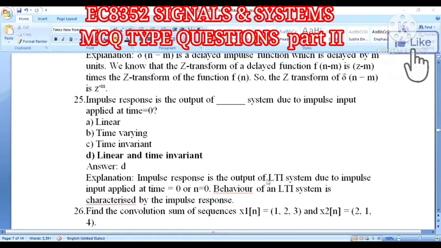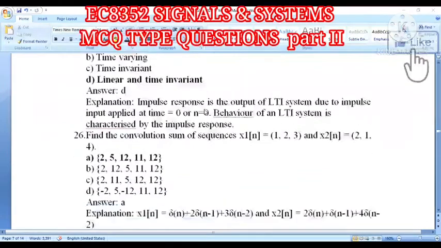Your impulse response is the output of the LTI system due to the impulse input applied at time t equal to 0 or n equal to 0. So the behavior of the LTI system is characterized by its impulse response. So LTI system is the correct answer. LTI system is characterized at t equal to 0 and n equal to 0.